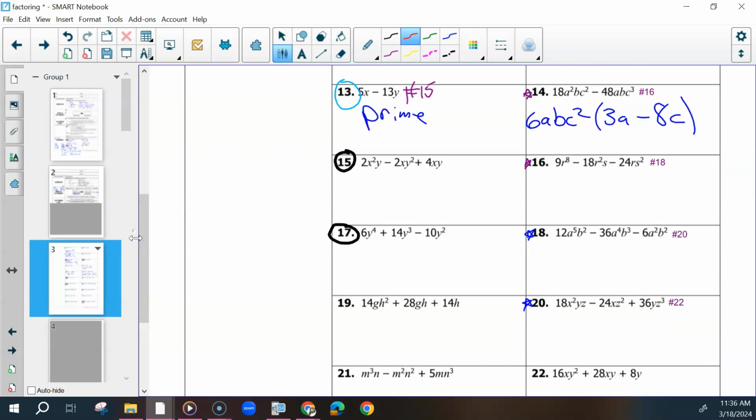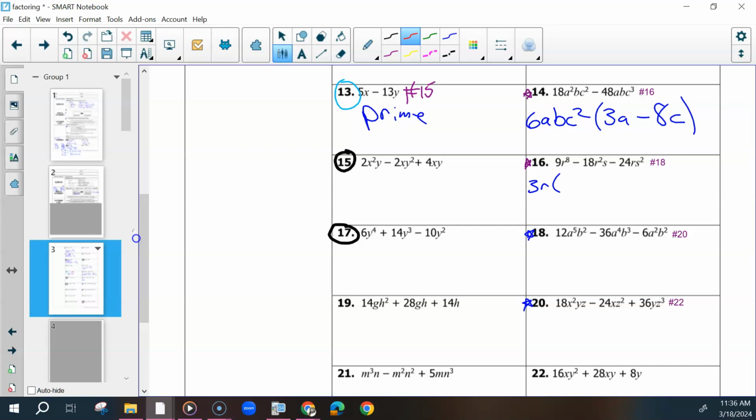16. What do those have in common? Can we divide them all by 9? 3. Any variables? R. Just one R? Yeah, you can do 2. Because then there's one. This is a trick question. Just one R. Any S's? So 3R. Divide each piece by 3R. What's left?